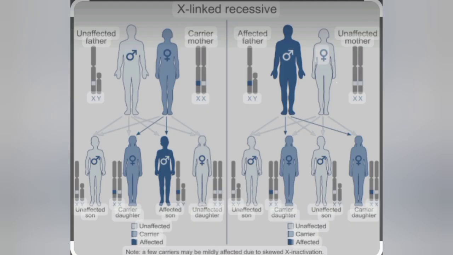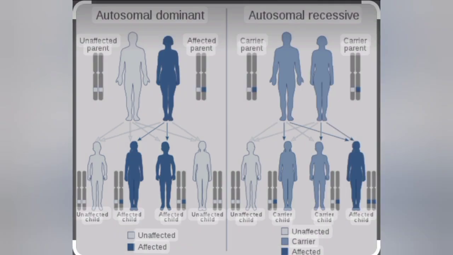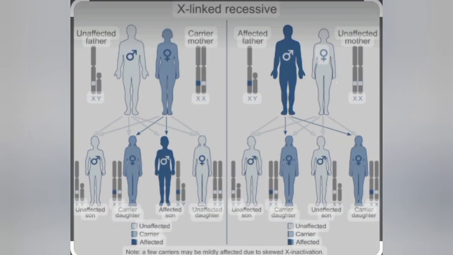Hope you all got a brief idea how to identify autosomal dominant cases, autosomal recessive cases, X-linked dominant and X-linked recessive cases.